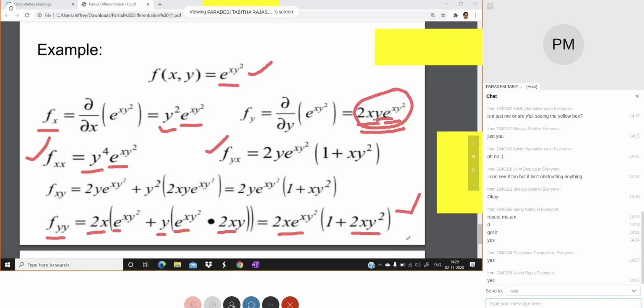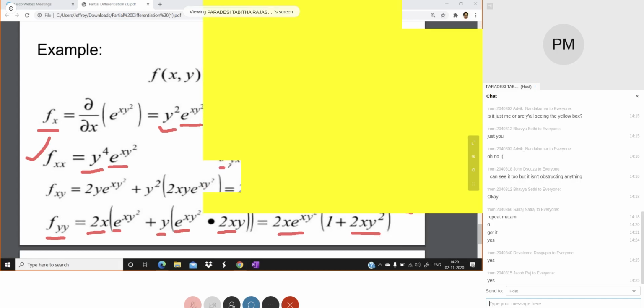The repeats, I'm assuming you've understood. Next, we find what is fyx. Okay, fyx is the derivative of fy with respect to x. So go to fy, differentiate this with respect to x, and tell me what you will get. Again you will have the product rule.